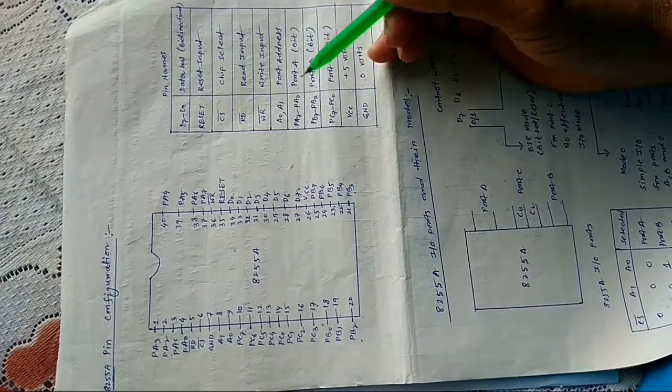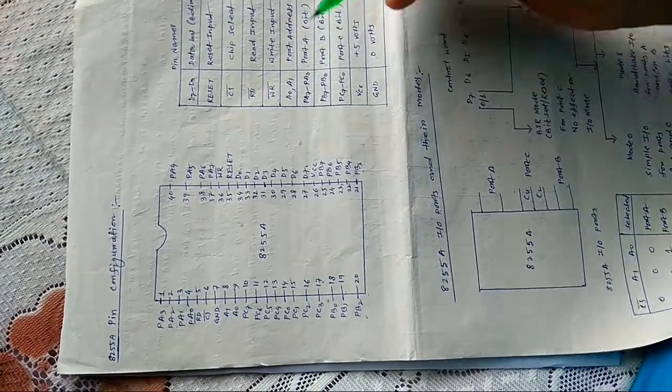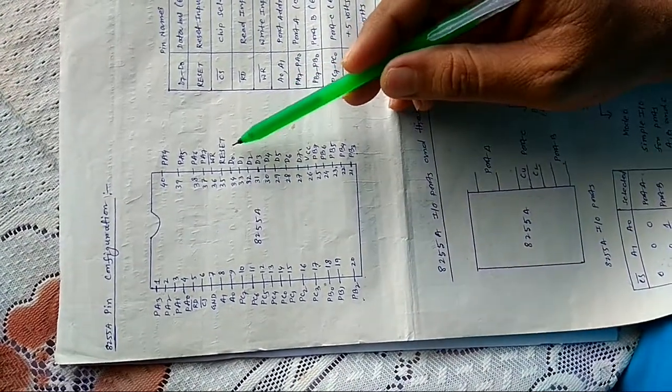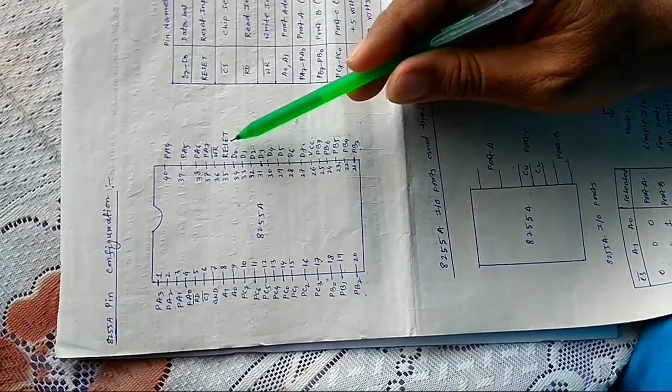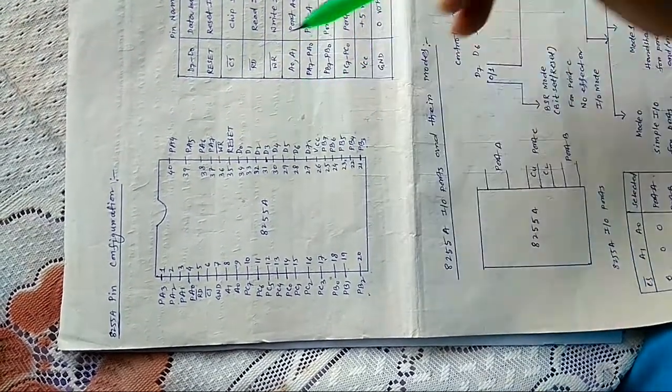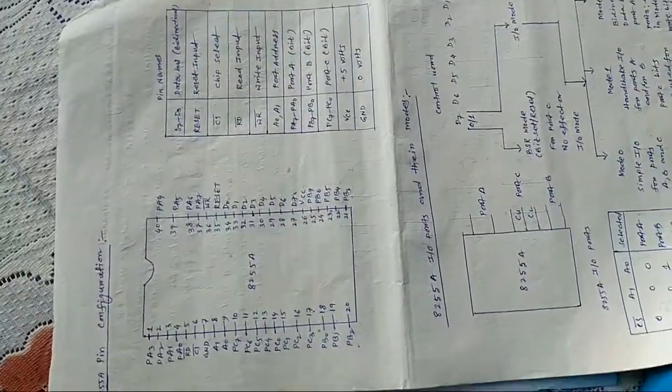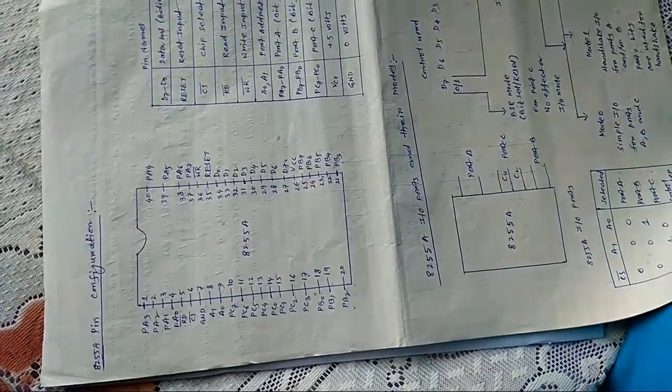through the data bus. So the data bus is D0 to D7. That data bus is directly connected with the processor. So you see this diagram, then you will understand properly.